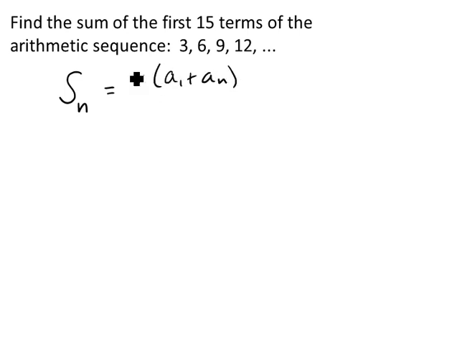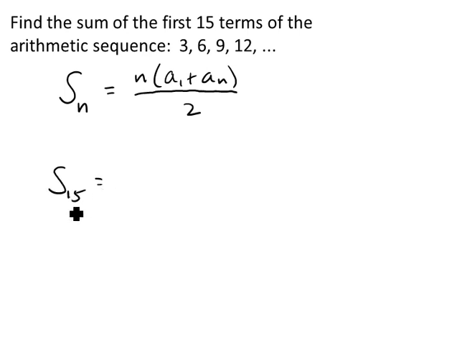And so that n is just the number of terms. That a1 would be the first term, and then the an would essentially be the last term that we are adding up, and then this gets divided by 2. So far we have much of this information already given to us. We're looking to add the first 15 terms of this sequence together. So that would be S15.